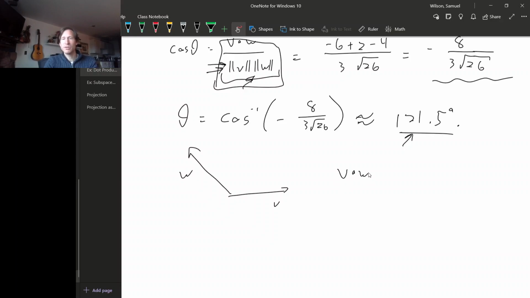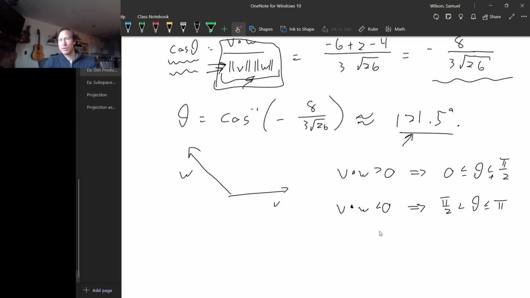So if v dot w is greater than 0, then we have a positive cosine, but a positive cosine means that the angle is between 0 and pi over 2, not equal to pi over 2 actually. And if this dot product is negative, that means that cosine of theta is negative, but that happens when theta is between pi over 2 and pi. Of course, if v dot w is exactly equal to 0, then that means that theta is exactly pi over 2, so we have a right angle.